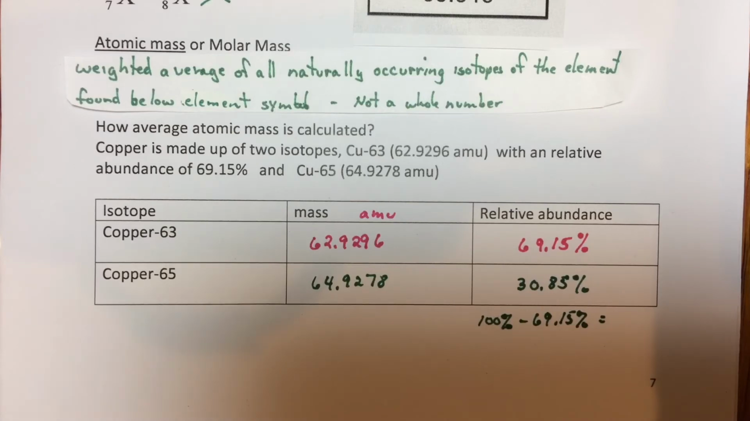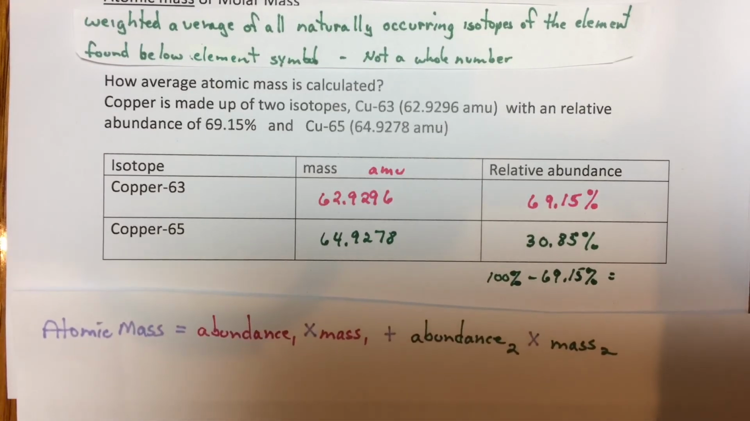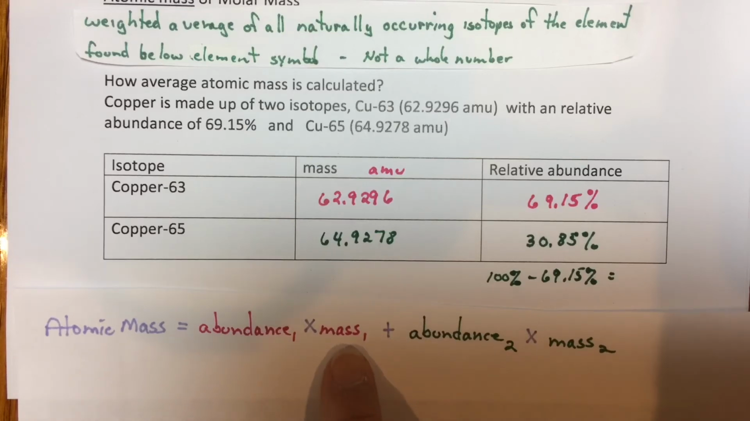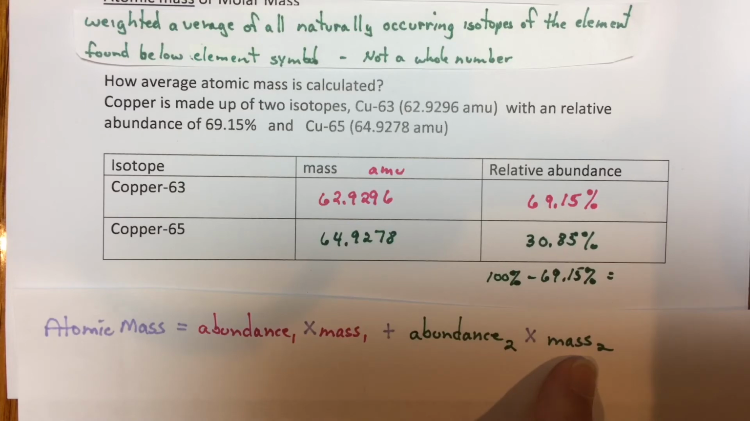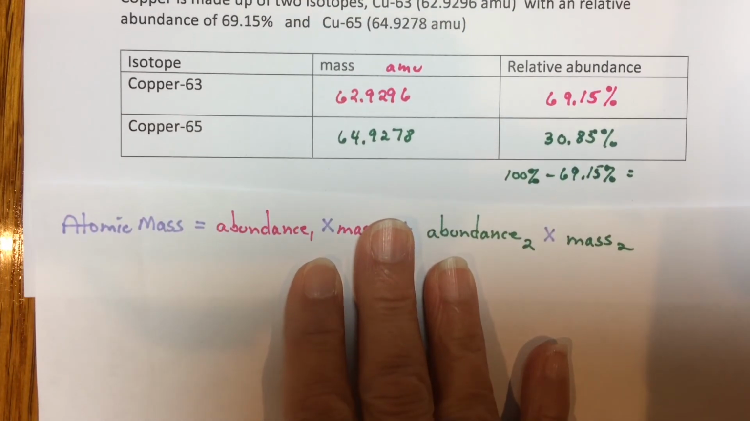Okay, the formula for doing a weighted average looks like this. Our atomic mass is going to be equal to the abundance of isotope 1 times the mass of isotope 1 plus the abundance of isotope 2 times the mass of isotope 2. I'm going to move this up just a little bit. There we go.